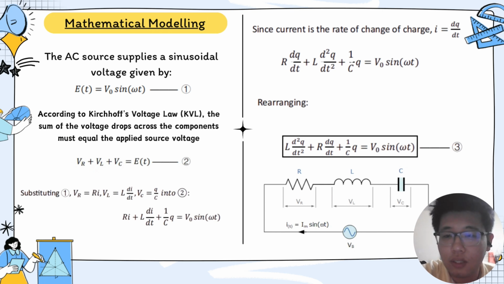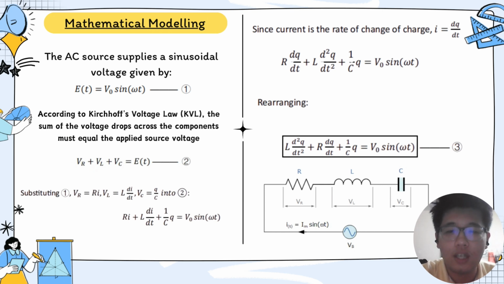So we substitute equation 1 into equation 2, where the components are VR is equal to RI, VL is equal to L di/dt, and VC is equal to Q over C. Then we get the new equation, RI plus L di/dt plus 1 over C Q is equal to V0 sine omega t. Since the current is the rate of change of the charge, I is equal to dq/dt. So we get a new equation, R dq/dt plus L d²q/dt² plus 1 over C Q is equal to V0 sine omega t.